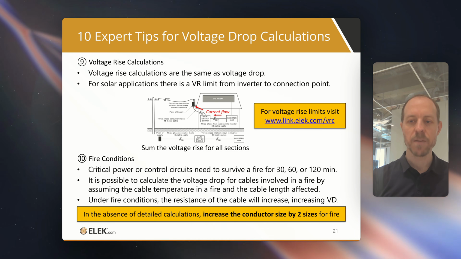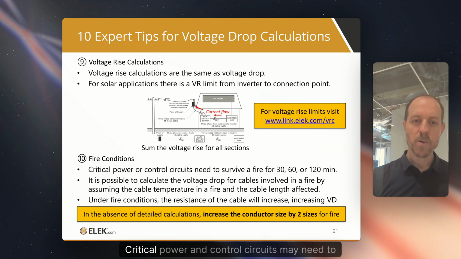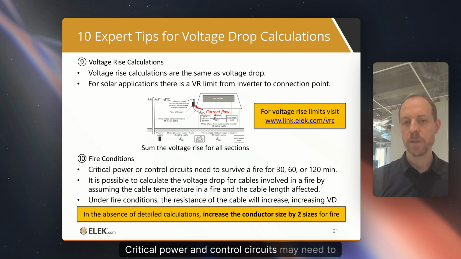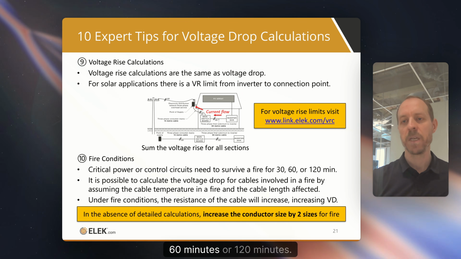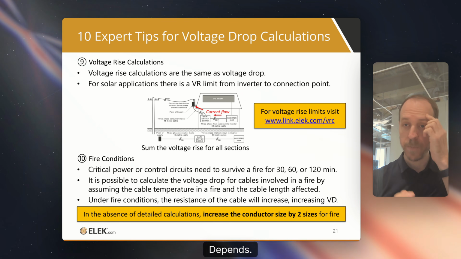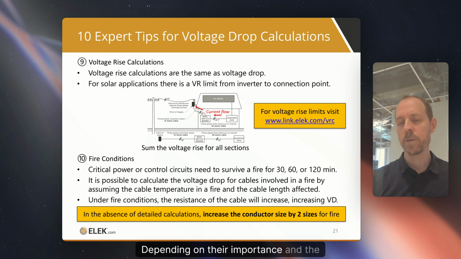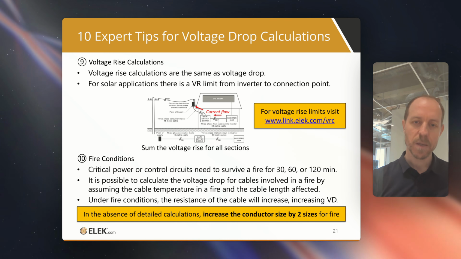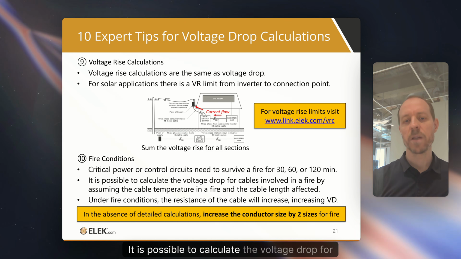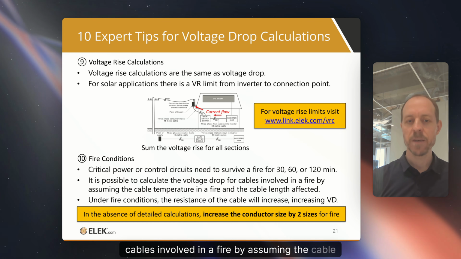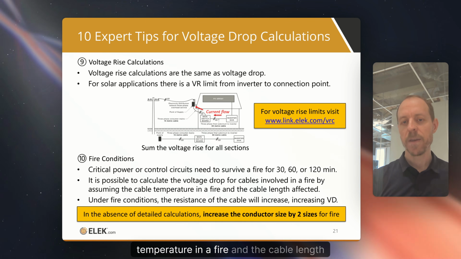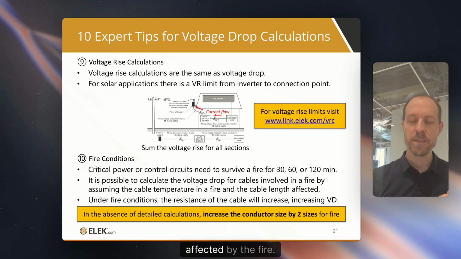Finally, tip number 10, fire conditions. Critical power and control circuits may need to survive for 30 minutes, 60 minutes, or 120 minutes, depending on their importance and the requirements. It is possible to calculate the voltage drop for cables involved in a fire by assuming the cable temperature in a fire and the cable length affected by the fire.